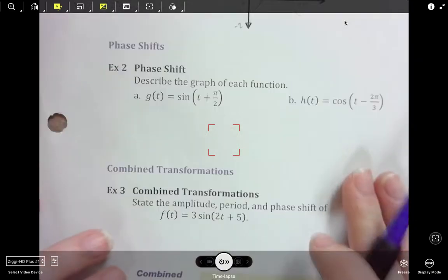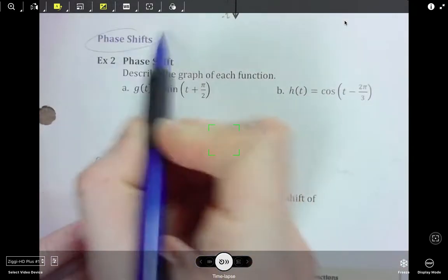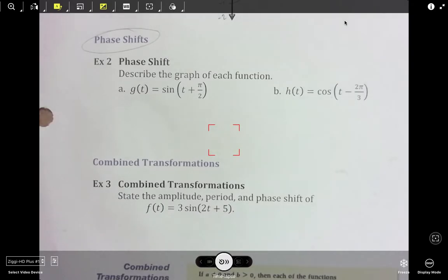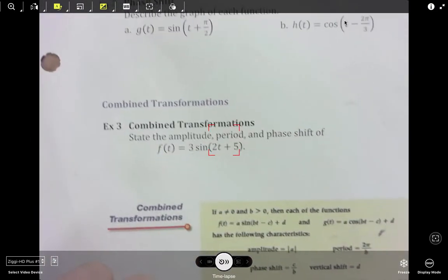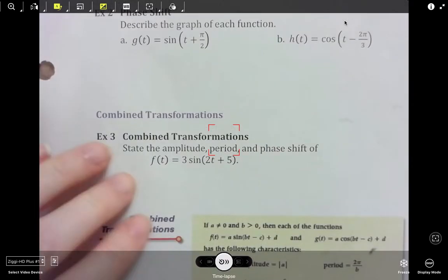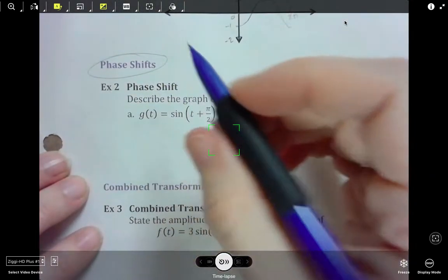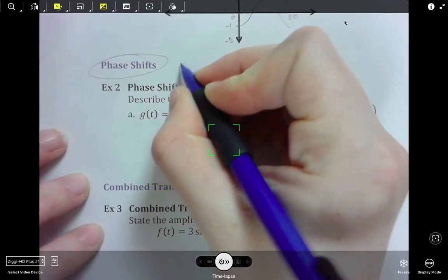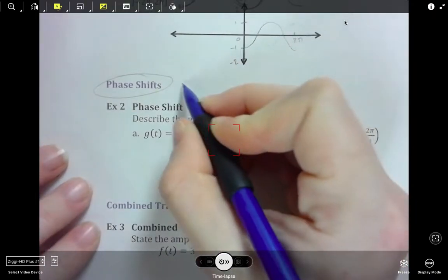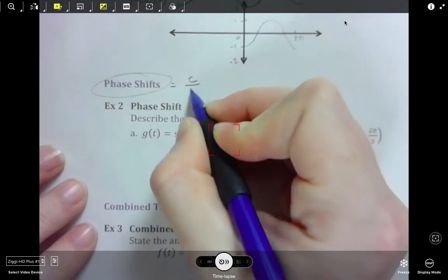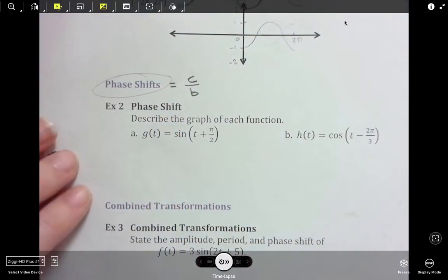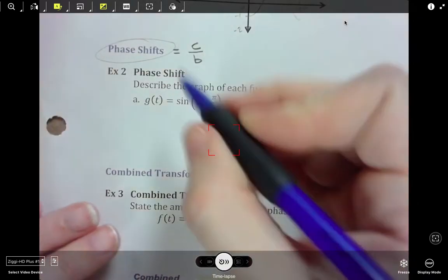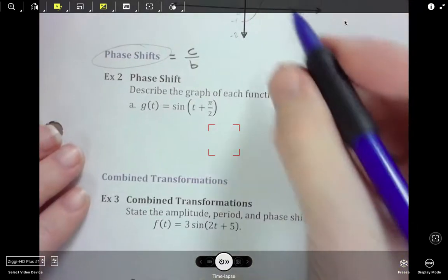All right. Now on to the ugly part, which is phase shifts. I wish they gave you a little box like they do down here. This is the nice box. This is the box that you're going to want to refer to, this orange one down below here. But they don't give you a box before this, so I'm going to give you the formula for phase shift. It's also written down here. Phase shift is equal to C over B. C over B. Okay, and I'll tell you what C and B mean. All right, an equation for a trig function is set up like this.